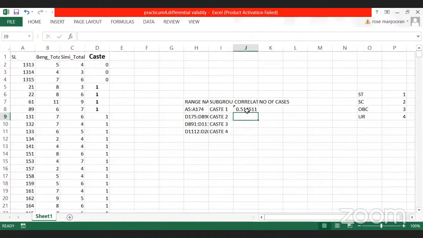Hello, is this step clear? Roman, Anindita, is it clear?